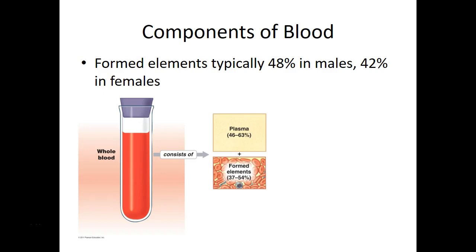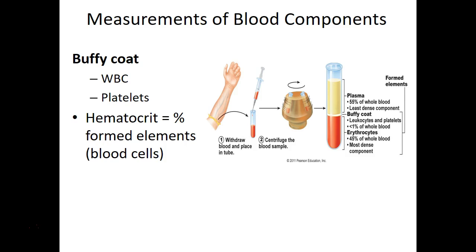So here, components of blood. So we can say that formed elements typically make up about 40% of that volume in males and 42% in females, right? And so here we're talking about generally if that's the percent of formed elements in blood, this is also known as hematocrit. All right? So how do we kind of measure this?